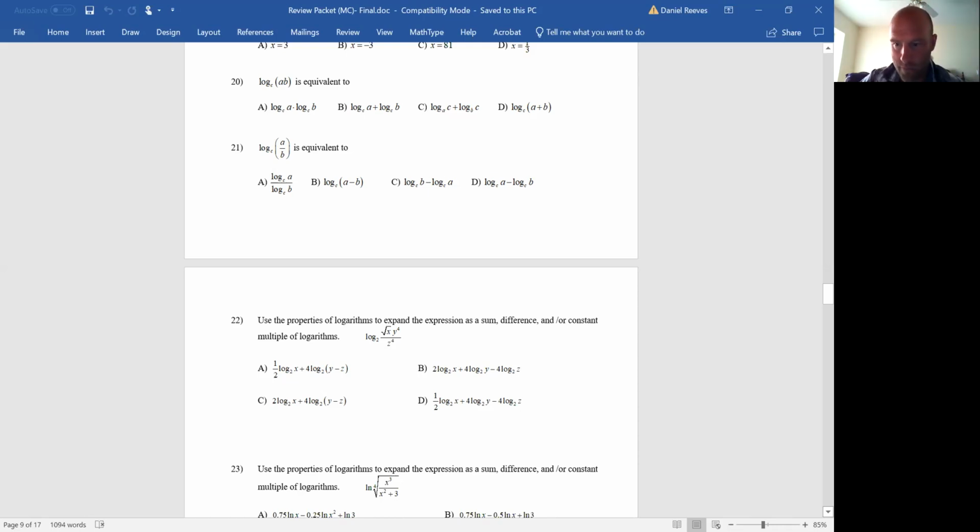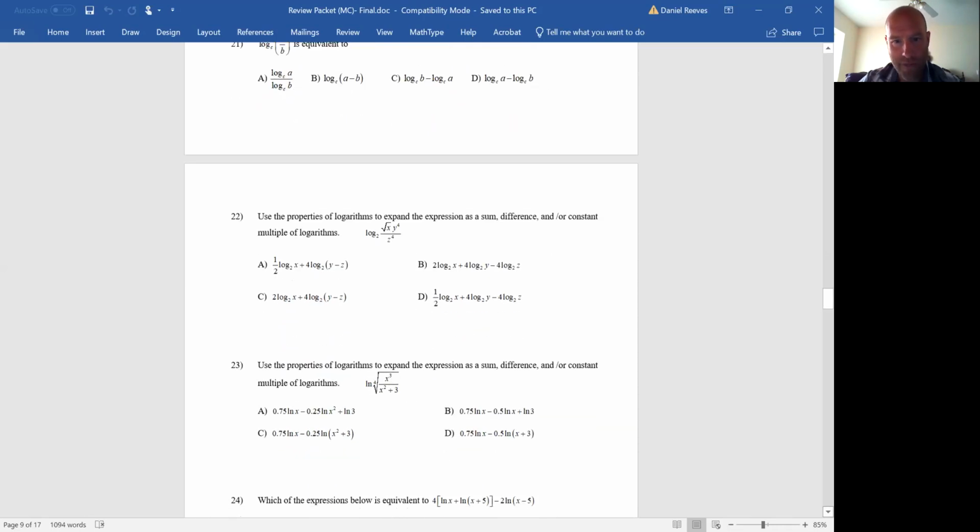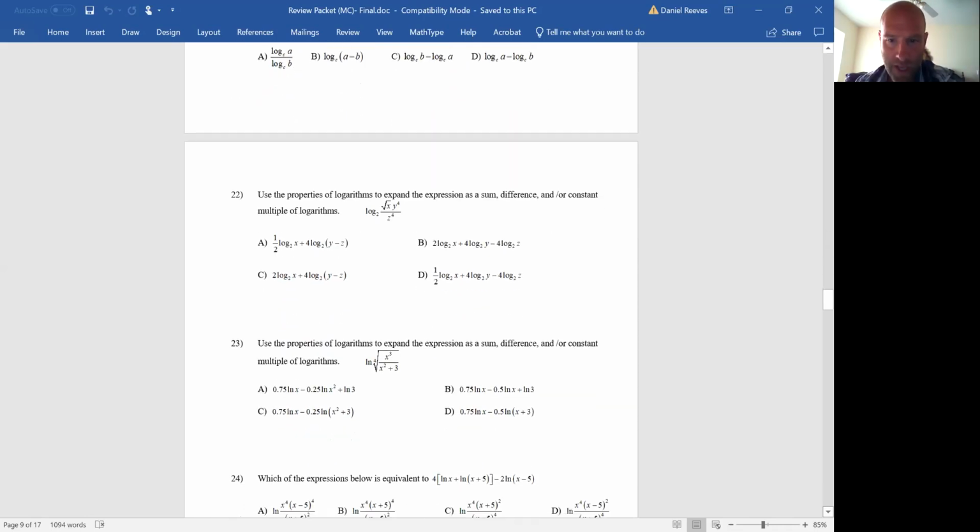23, more expanding. Everything is taken to the fourth root, so everything is 0.25. But that x is being cubed, so 3 times 0.25, 0.75. That x squared plus 3, we really can't separate. So I should be looking at 0.75, the natural log of x, minus, because we're dividing, 0.25, the natural log of x squared plus 3. And it looks like C is my answer here.